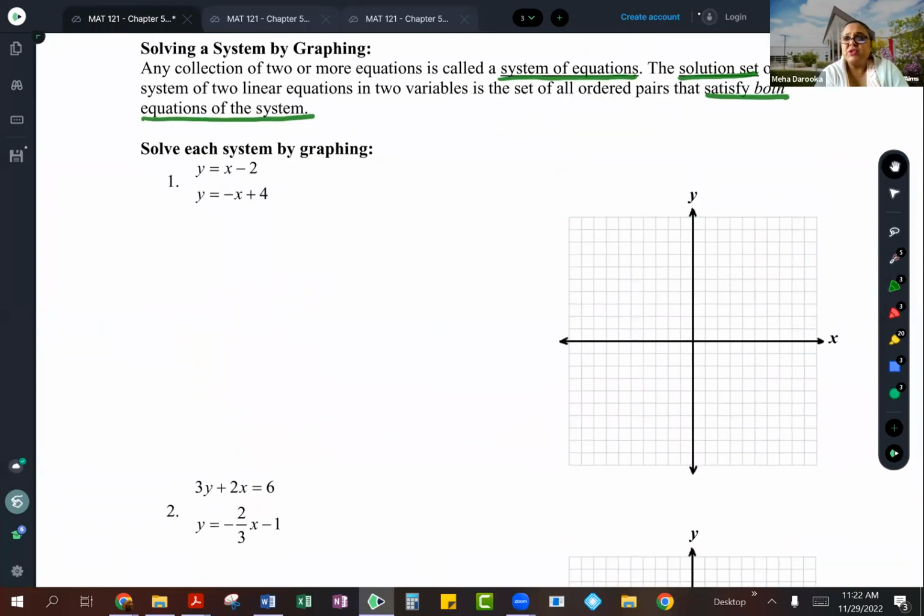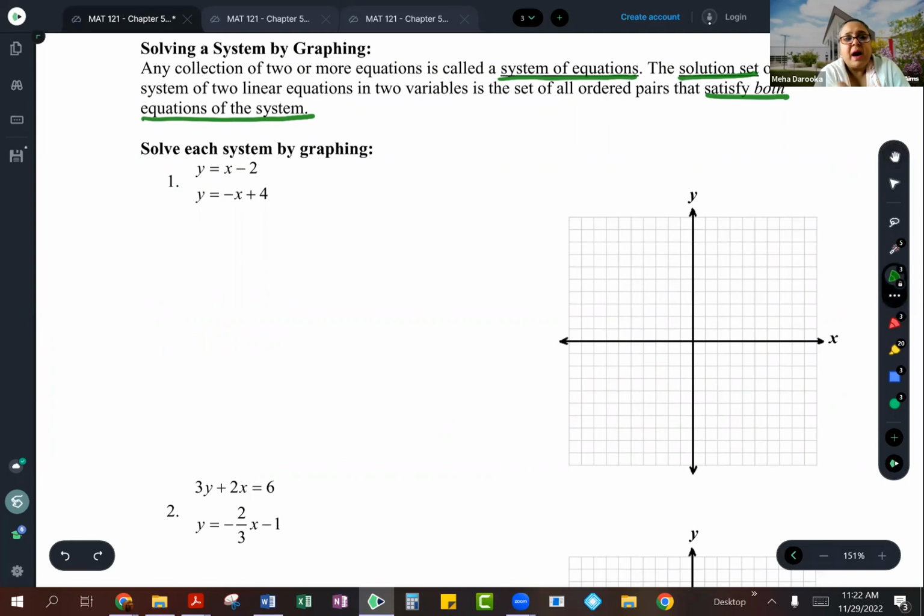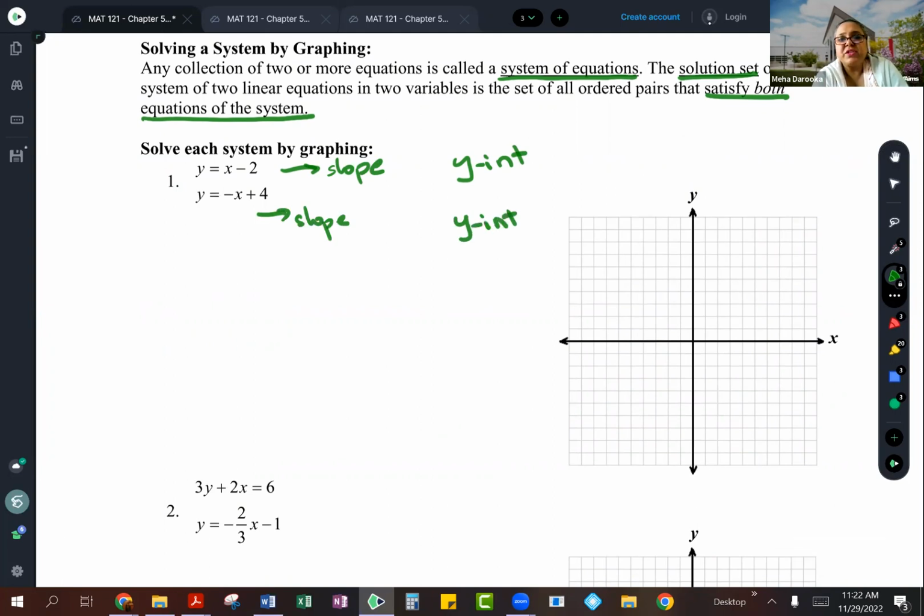So like I said, let's do our graphing one here, just so you guys can see what the graphing looks like. In this case, we can identify what our slope and y-intercept is going to be for each of the lines. And then using that, we can go ahead and graph these. So looking at that first equation, y equals x minus 2, what do you think our slope and y-intercept is going to be for the very first line here?